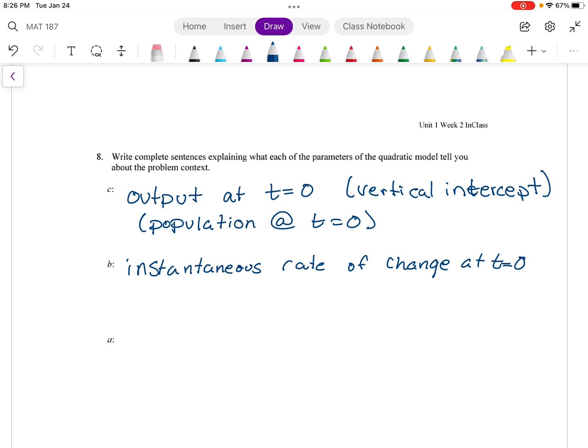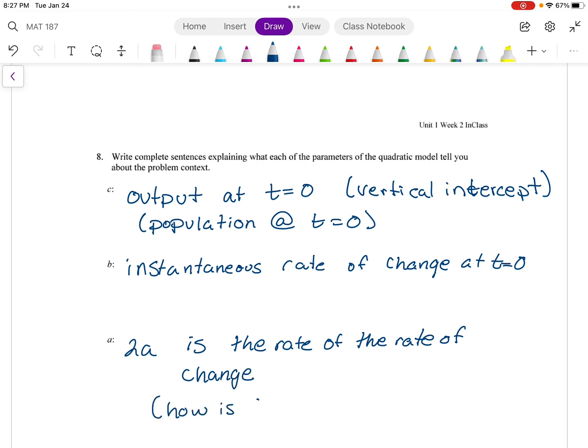throughout our domain. So 2A is the rate of change. So how is the rate changing?